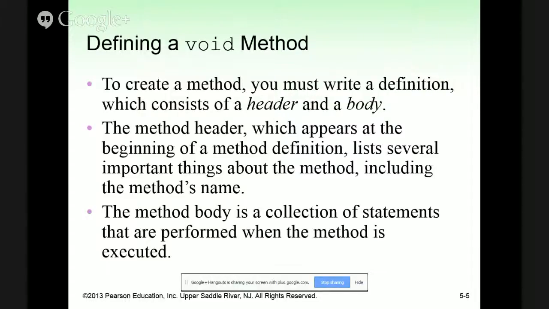We've defined a void method several times in this class. The main method, right? Remember our best friend, the main method, public static void main, etc. That is an example of a method that is a void method. It does not return any value. In order to define a method, we have to have a header and a body. The header tells us about the method. It tells us whether it's going to take arguments, whether it's going to return a value. It tells us the name of the method. And then the body contains the instructions about what the method will actually do.